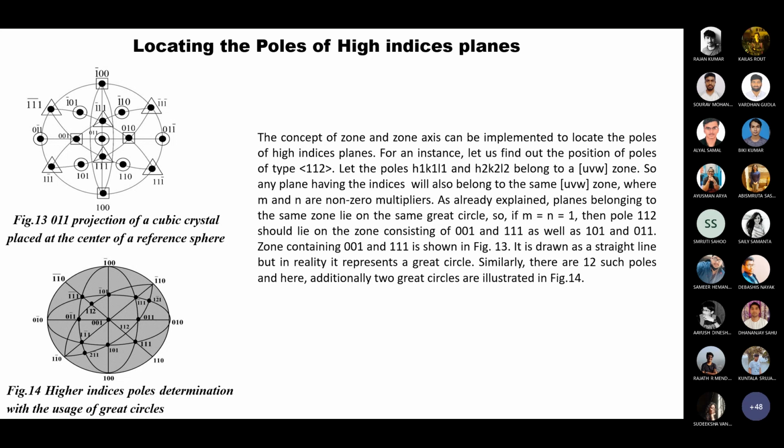We know what a zone axis is. It is used to locate the poles of a high indices plane, because only then can you find out certain things, since the zone axis is the axis to which all the planes are parallel and on which they lie. So you can create the poles of different planes, and with different zone axes that can be constructed here also.